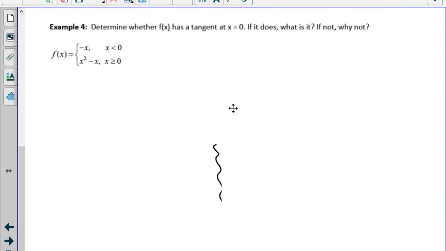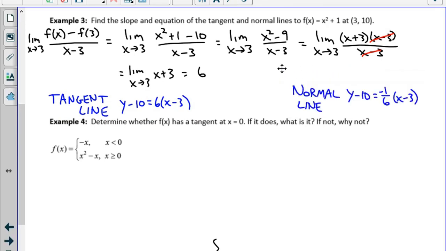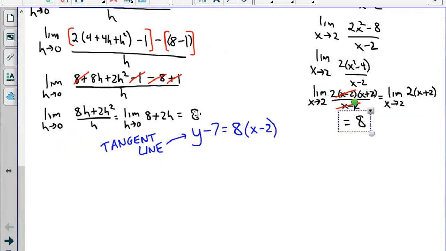Number 4, determine whether f of x has a tangent at x equals 0. Oh, my fault. Example 3, I forgot to give you the equation of the tangent and normal lines. Since this has the point (3, 10) and I have the slope of 6, I can write the equation of a tangent line, and here I can write the equation of the normal line. One more thing to point out, I forgot to mention it on example 1, but notice that since the slope was 8 in both problems, that means the tangent line could have been derived using either method.